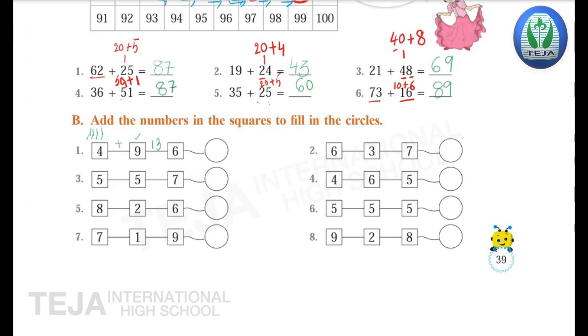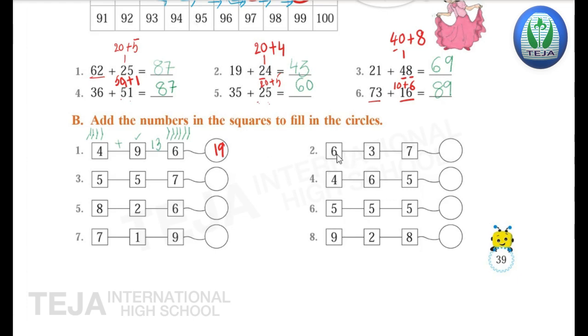Now 13 plus 6. So draw 6 lines. Count after 13. 14, 15, 16, 17, 18, 19. So 4 plus 9 plus 6 is how much? It's 19. Write 19 in the circle. Okay, good.